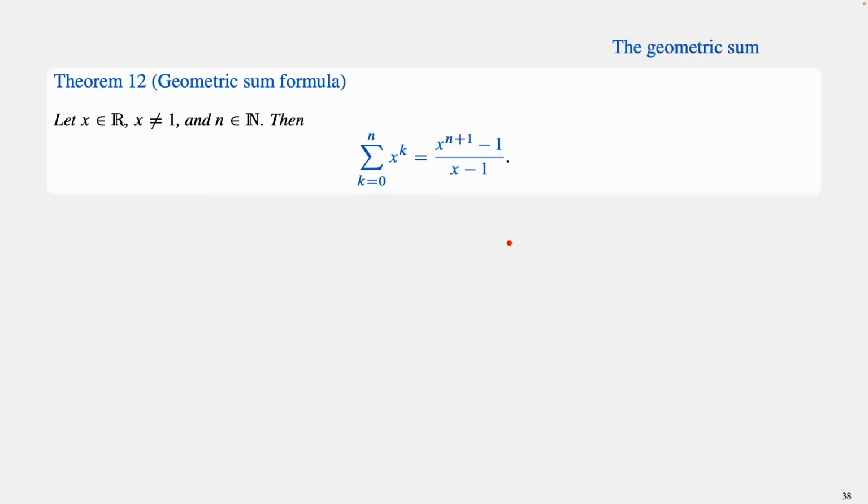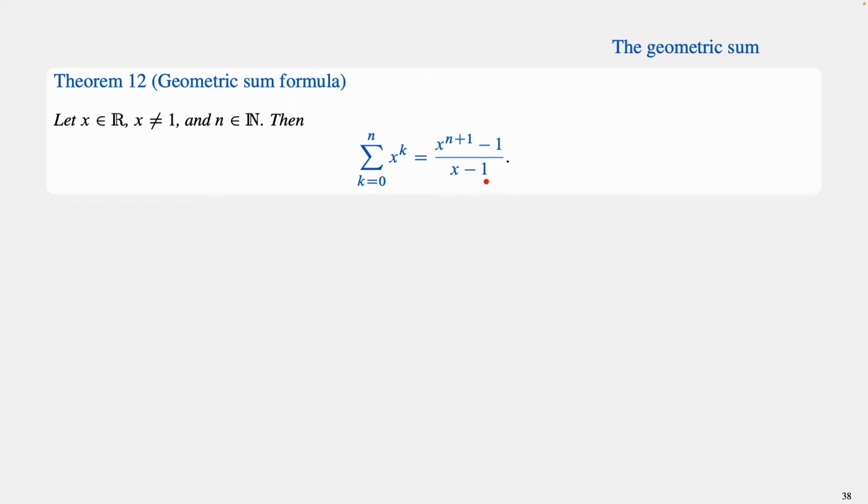This concludes the binomial sum formula, and now we look at another very important sum in mathematics, the so-called geometric sum, or even its infinite analog, the geometric series. If we have a real number x different from 1 and some natural number n, then the geometric sum, the sum from k equal to 0 up to n of x to the power of k, equals the fraction x to the power of n plus 1 minus 1 divided by x minus 1.